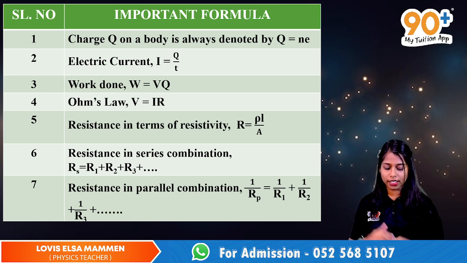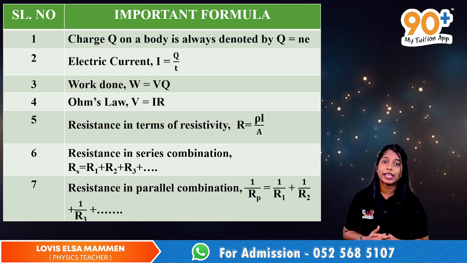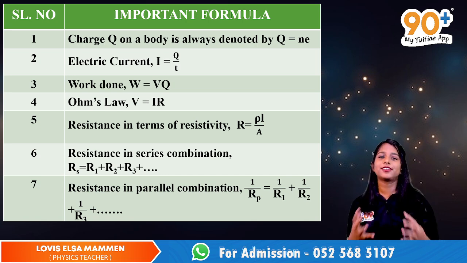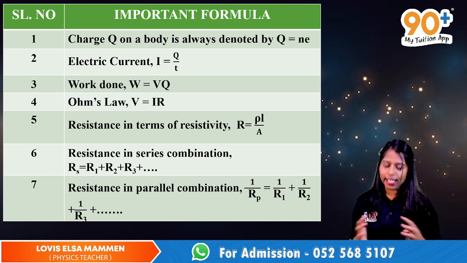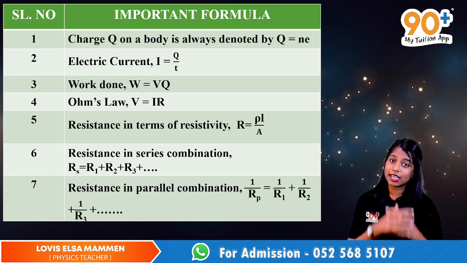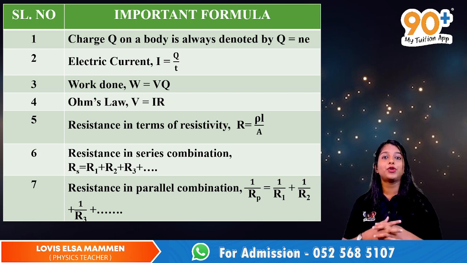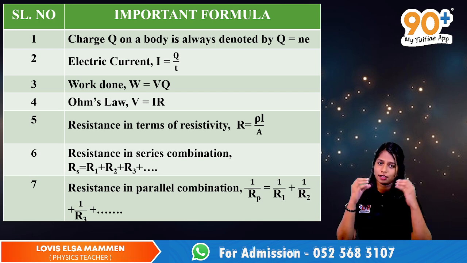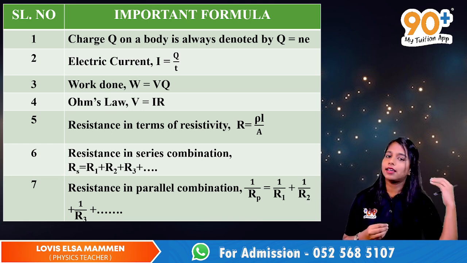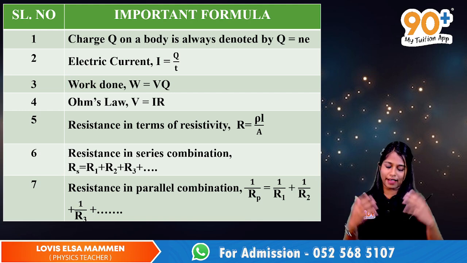The first one is about the charge Q. Q is equal to N into E, where N is the number of electrons and E is the charge of an electron. Now the second equation is about electric current in terms of charge and time. That is I is equal to Q by T, a very important equation. In numerical problems they will give you the value of charge and the time, so from there we can find the value of current.